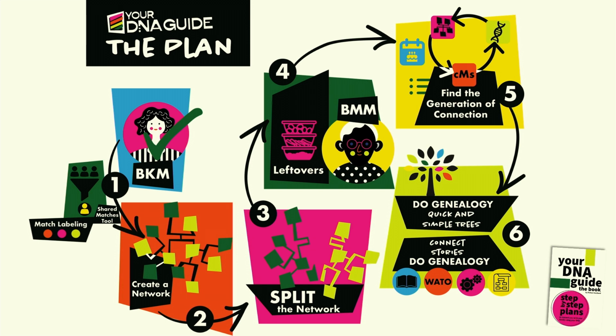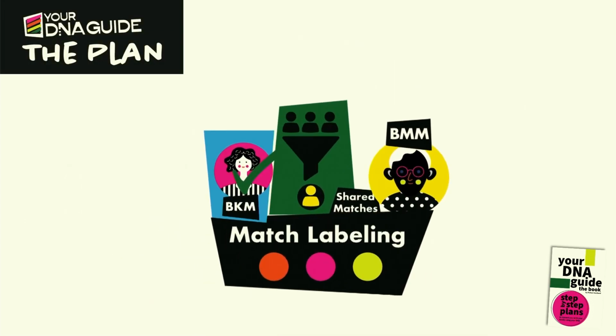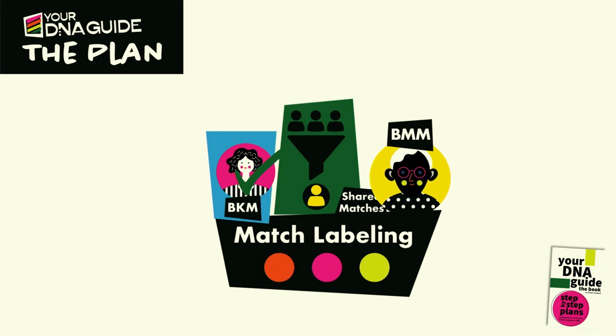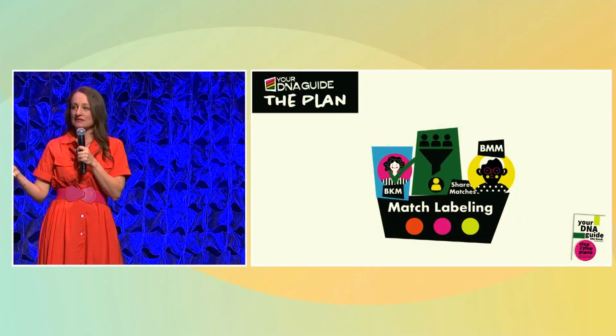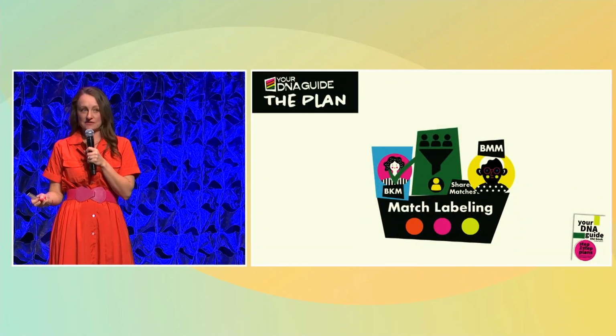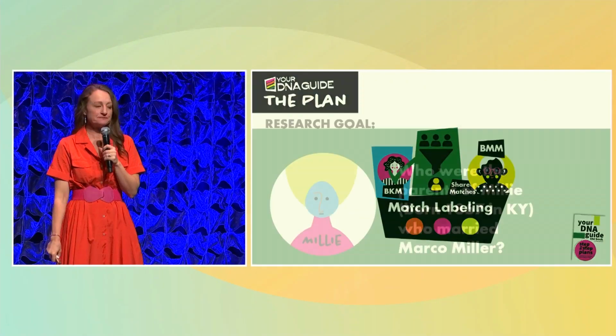So a best known match is the first step in the plan. I'm going to simplify the plan a little bit, and we are going to talk about simply taking that best known match, using the shared matches tool along with match labeling, and that will lead us to our best mystery matches. Okay, so this is where we're headed.